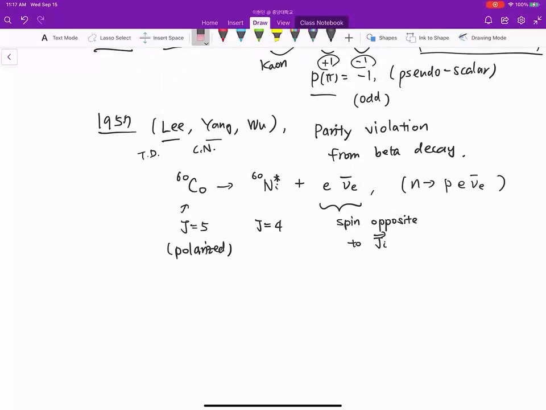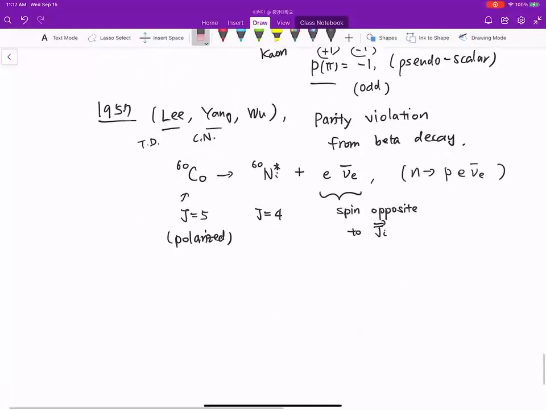So this is the J equal to 5. So J equal to 5 equals J equal to 4 plus J equal to... what I wanted to say. Sorry, the opposite direction. Why am I thinking it's opposite? I think they should be parallel. Sorry. So this should be parallel.